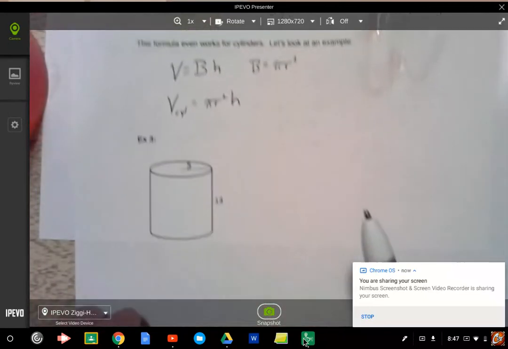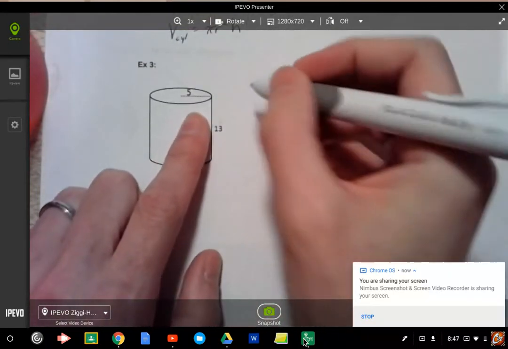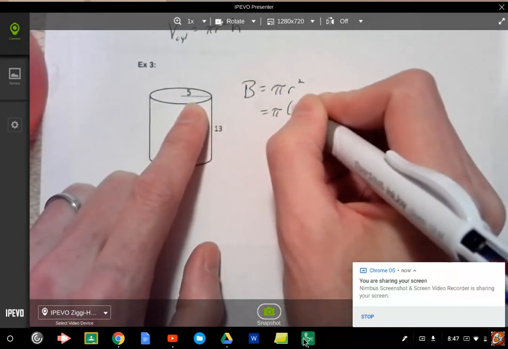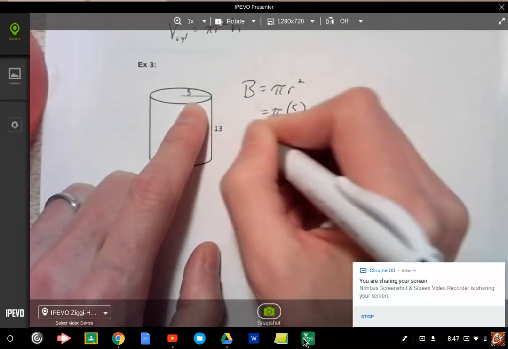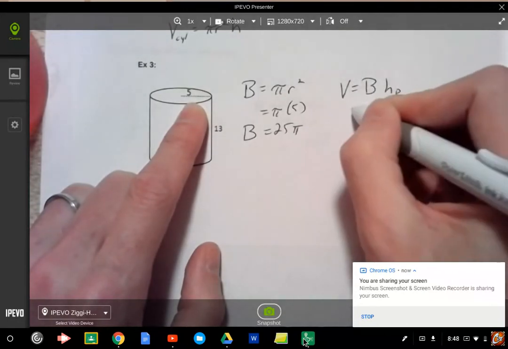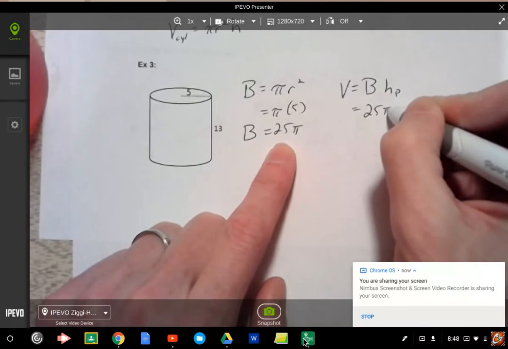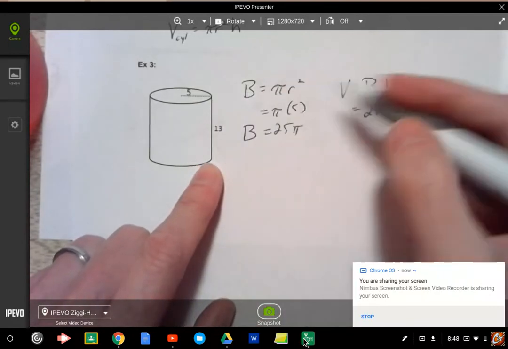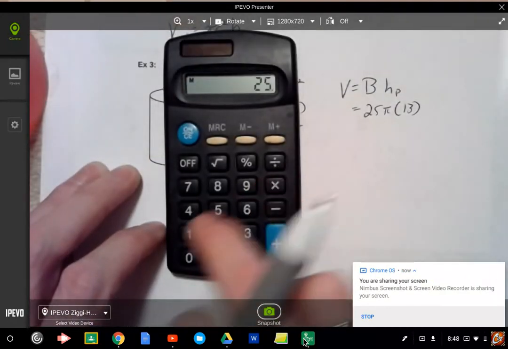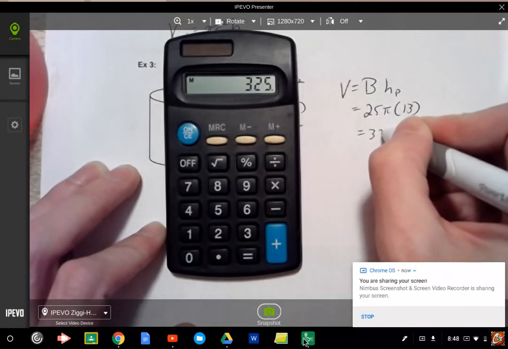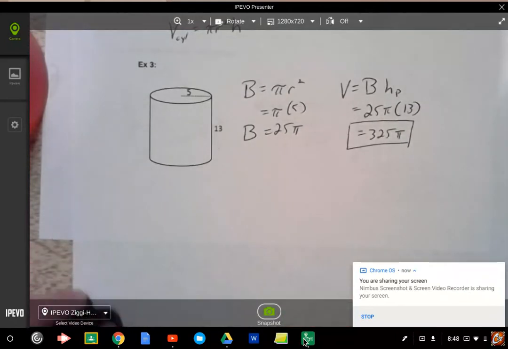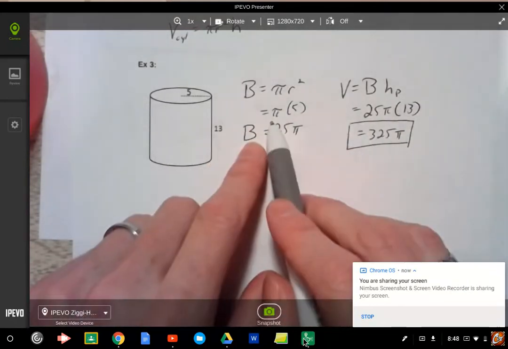Or you can remember area of the base times the height. So let's try that problem real quickly. Here we go. So if my base is a circle, so pi r squared. My radius is 5. So 25 pi is the area of the base. The volume is the area of the base times the height of the prism. So the area of the base is 25 pi. The height of the prism, or in this case cylinder, is 13. Easy, not a problem. 25 times 13 equals 325 pi. No units here, so it's just cubic units. We'll just leave it alone.